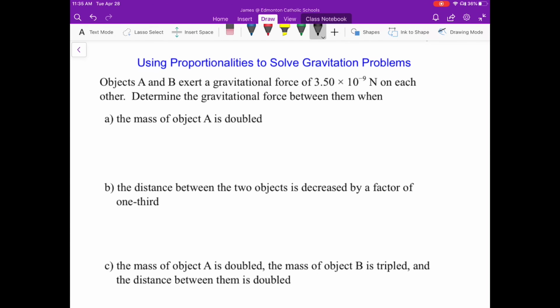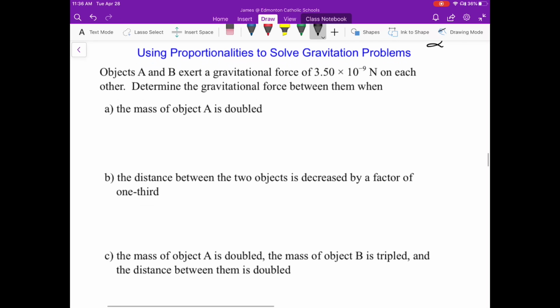Okay. Now, using proportionalities to solve gravitational problems. So instead of an equal sign, we're going to use an alpha sign, the Greek letter alpha, used to express proportionality. Objects A and B exert a gravitational force of 3.50 times 10 to the negative 9 newtons on each other. Determine the gravitational force between them when the mass of object A is doubled.